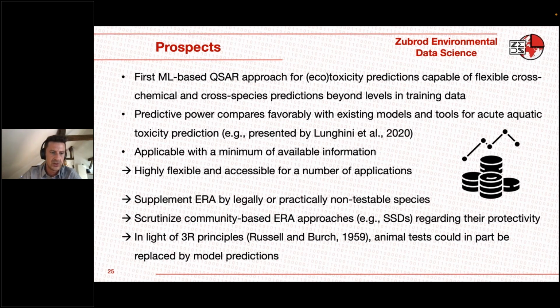And just to name a few here, we could use them to supplement risk assessment by including legally or practically non-testable species. We could use them to scrutinize community-based risk assessment approaches, such as species sensitivity distributions, regarding their protectiveness for the mentioned species, and also potentially in future we could use them to replace some animal testing.